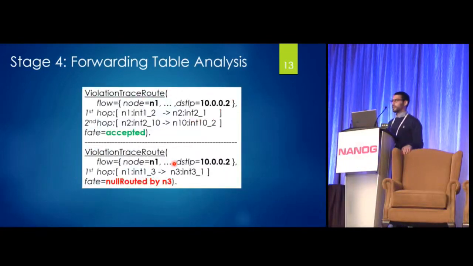Furthermore, when we find these example packets, we are also able to give you a virtual trace route to show you what is actually happening. So for that example packet in the previous slide, you see that on one path that it could take, it'll go from N1 to N2, then from N2 to N10 and be accepted. And on another path it could take, because of ECMP, it could start at N1 and go to N3, where it's promptly dropped because of the static route that is discarding packets for that network.